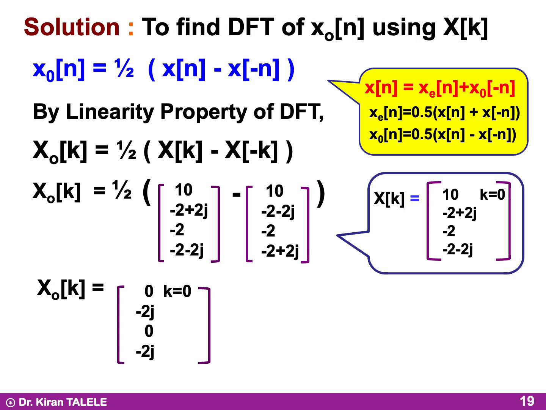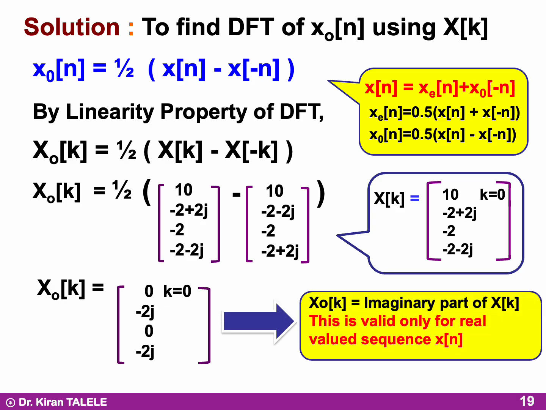And the same thing applies for the odd part of the signal. We'll take this equation, subtract these values, divide by 2. This is the answer. This is the same as the imaginary part of x of k. So xe of k is the real part of x of k and xo of k is the imaginary part of x of k, provided x of n is a real valued sequence.